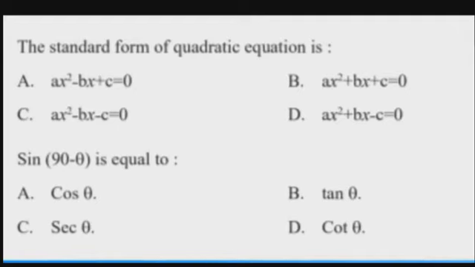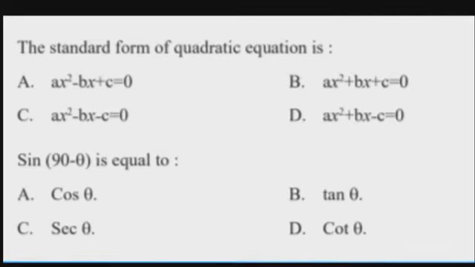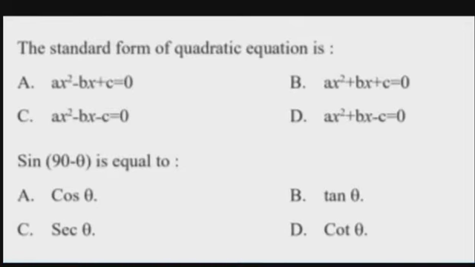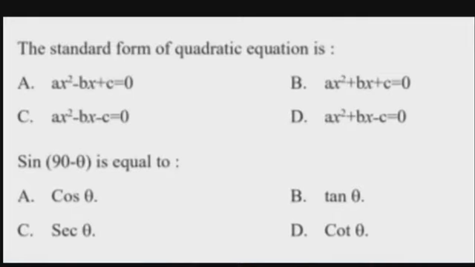Okay. Now I'll say the other complementary angles also. Cos 90 minus theta is sin theta. Tan 90 minus theta is cot theta. Cot 90 minus theta is tan theta, the reverse of that. And also secant 90 minus theta is cosecant theta, and cosecant 90 minus theta is secant theta. Okay. So we'll move on to the next problem.